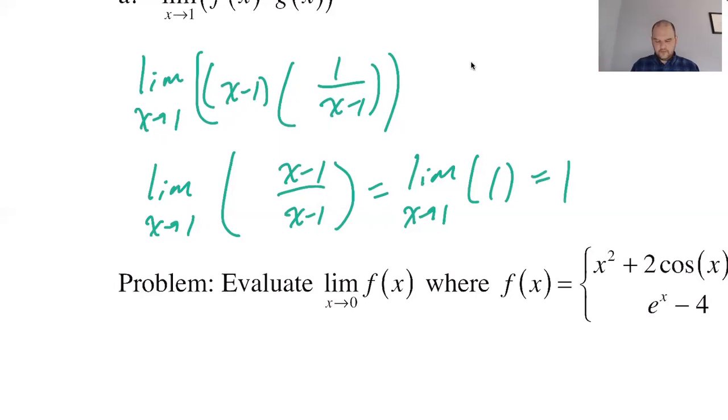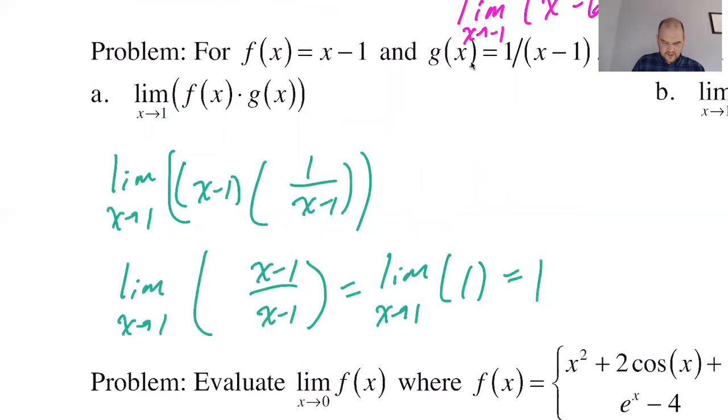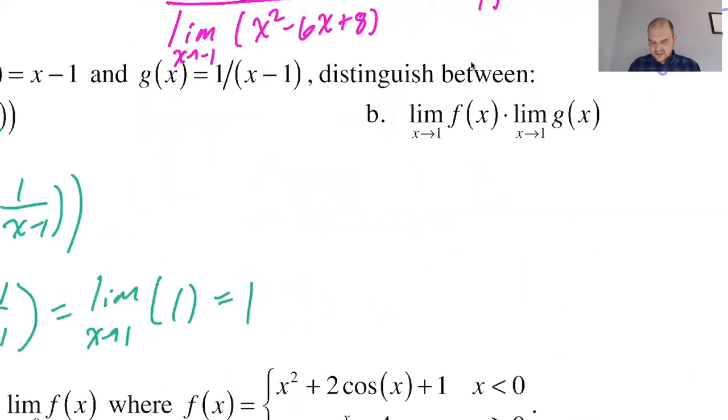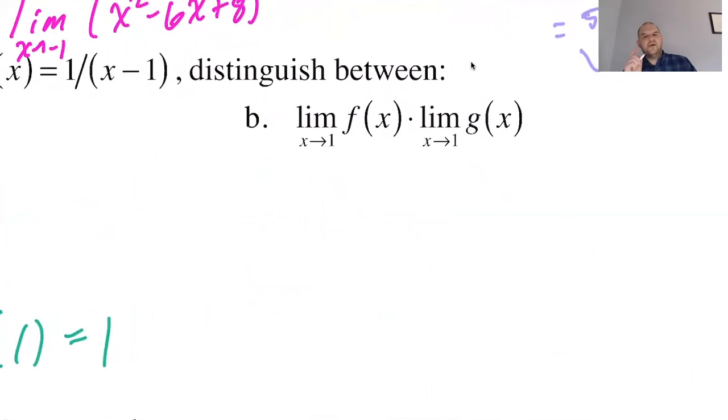Okay, not a problem, right? Order of operations. First, I do this, then I try to take the limit. That's a rule that you're allowed to follow whenever you run into it. The next problem looks suspiciously like the first, right?